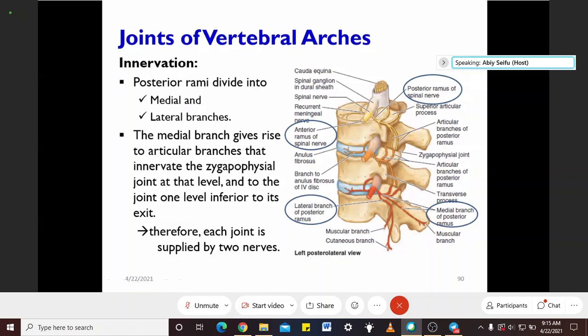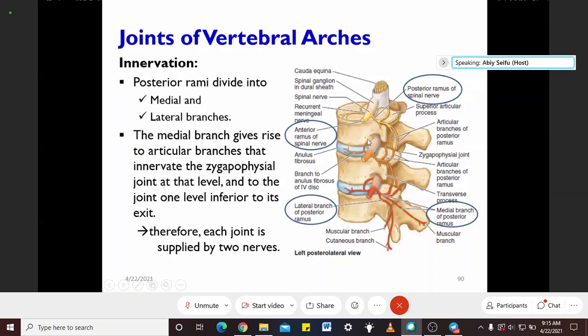This articular branch supplies, you see, this one is also an articular branch. These ones and these ones supply the two articulating processes, that means a specific nerve supplies the superior and the inferior ones. Therefore, each joint is supplied by two nerves. Look, the inferior one supplies this joint, and the superior nerve also supplies this joint. You see, each joint is supplied by two nerves.